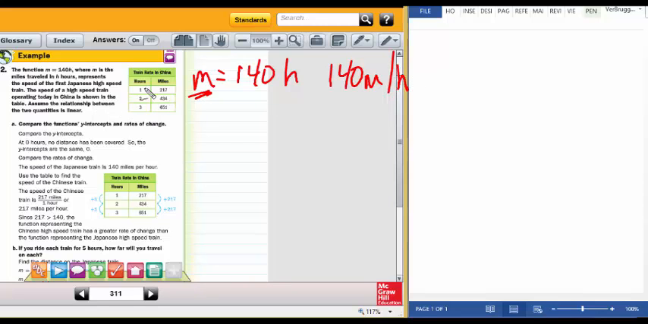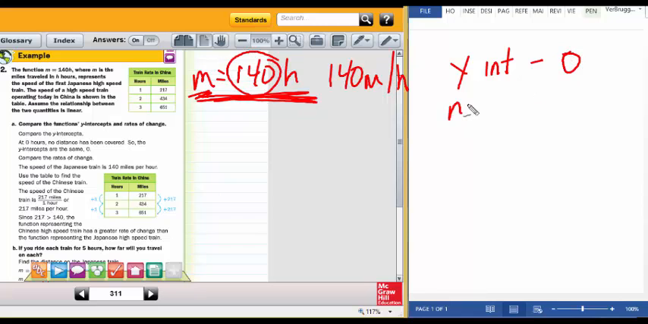And now we need to compare it to this train in China. So we can compare the functions' y-intercepts and rates of change. The y-intercept for this function is obviously 0. So the y-intercept is 0. And like we said, this is our slope. So our m equals 140.